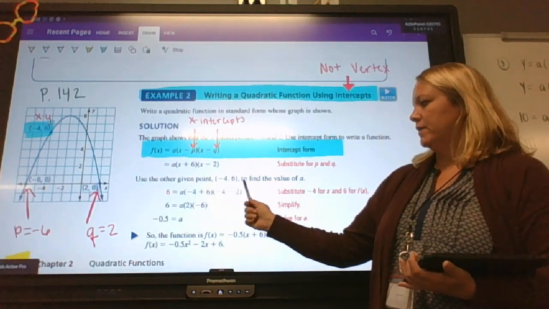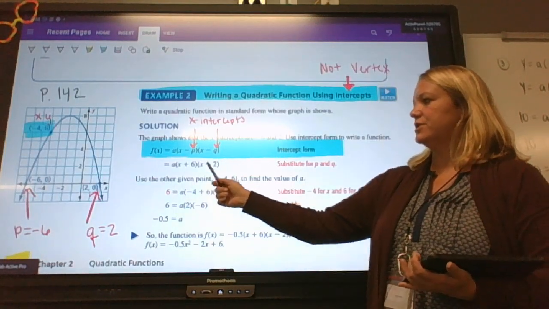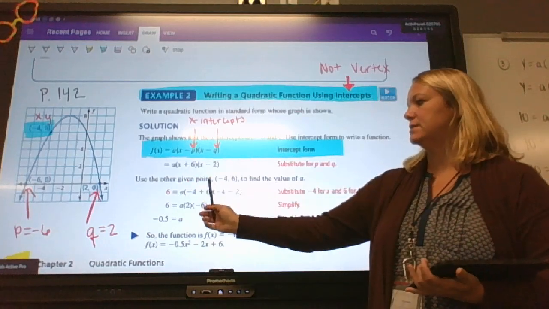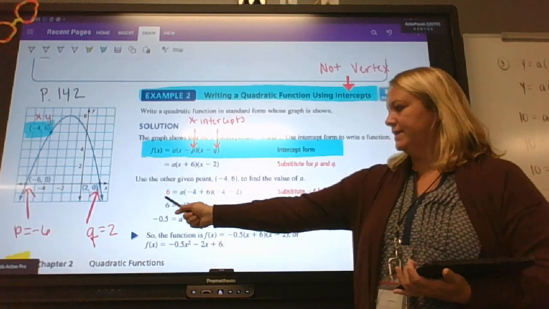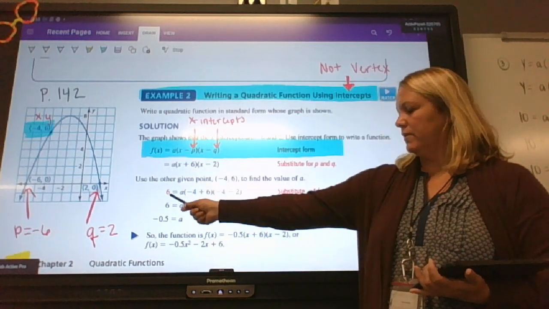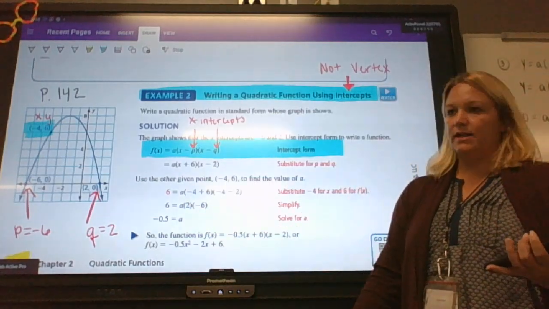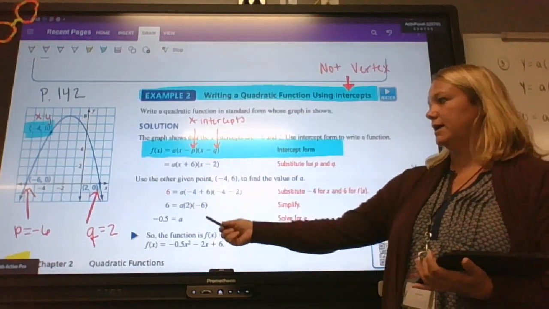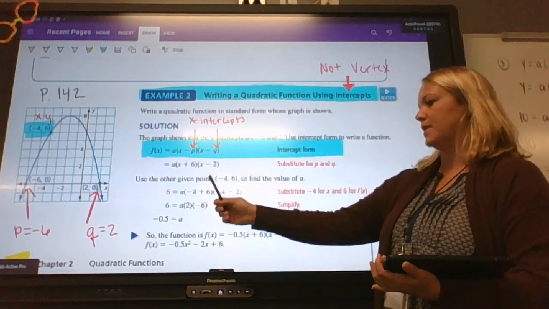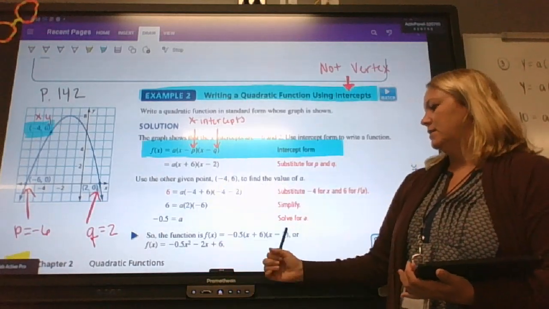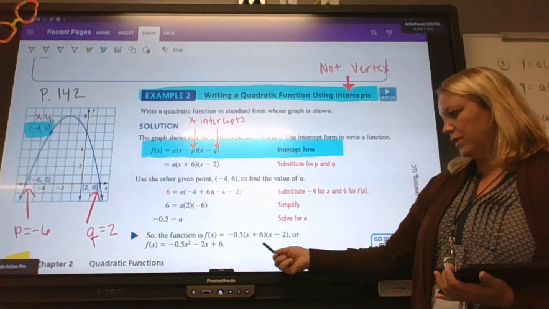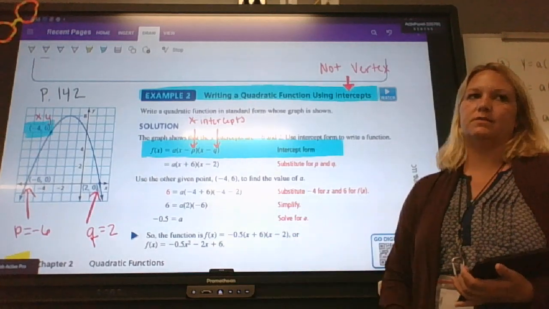You'll plug in that other point. X shows up twice in this form, so you plug it in two spots. And you plug in the y. So we have -4 here and the y here. And then you do the math again to find a. So it's the same first three steps. You're just starting with a different form. You find a, plug it back into the form. Still have to use the FOIL method, and you end in standard form.